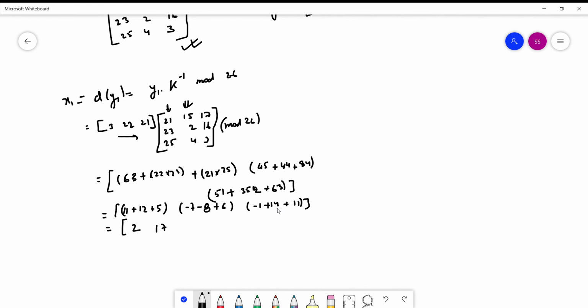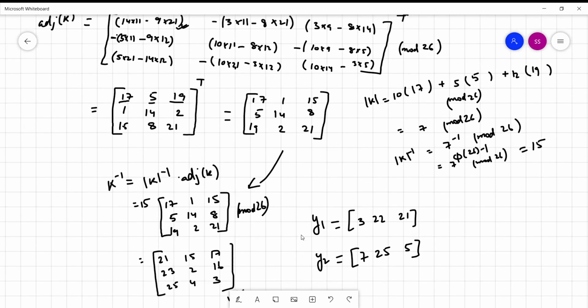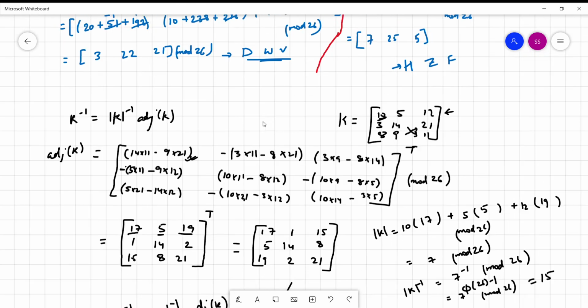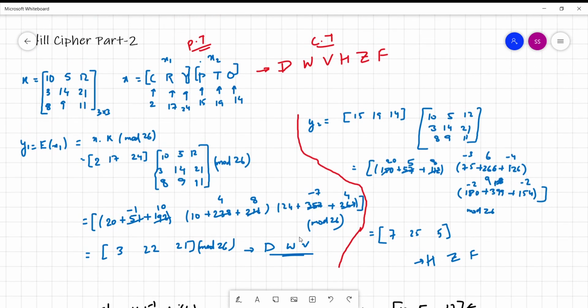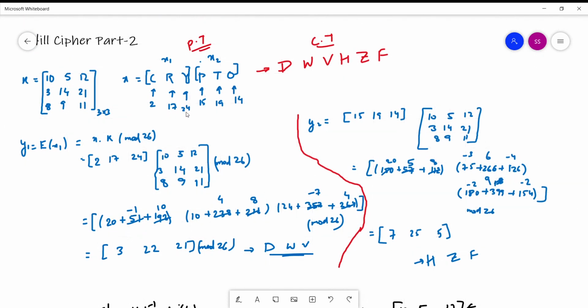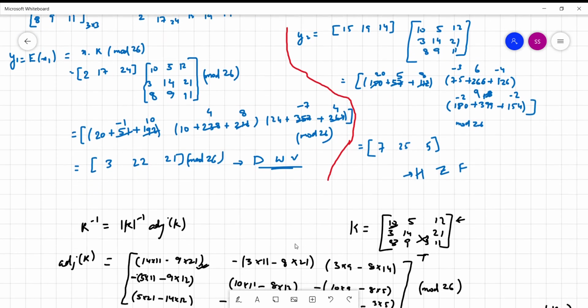Okay, and 14 plus 11 is 25, minus 1 is 24. So this is the value of x1. We can verify: 2, 17, 24 I am getting, and the actual value of x1 was 2, 17, 24, right? We got the value of x1 correct.